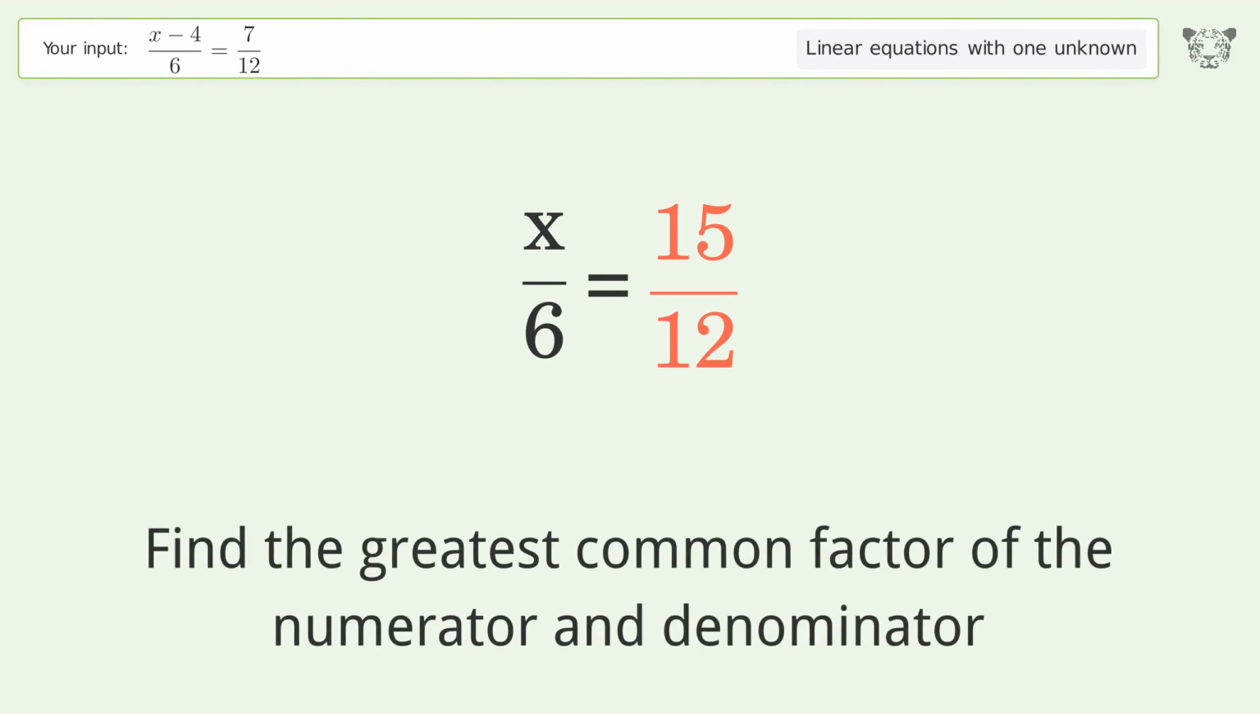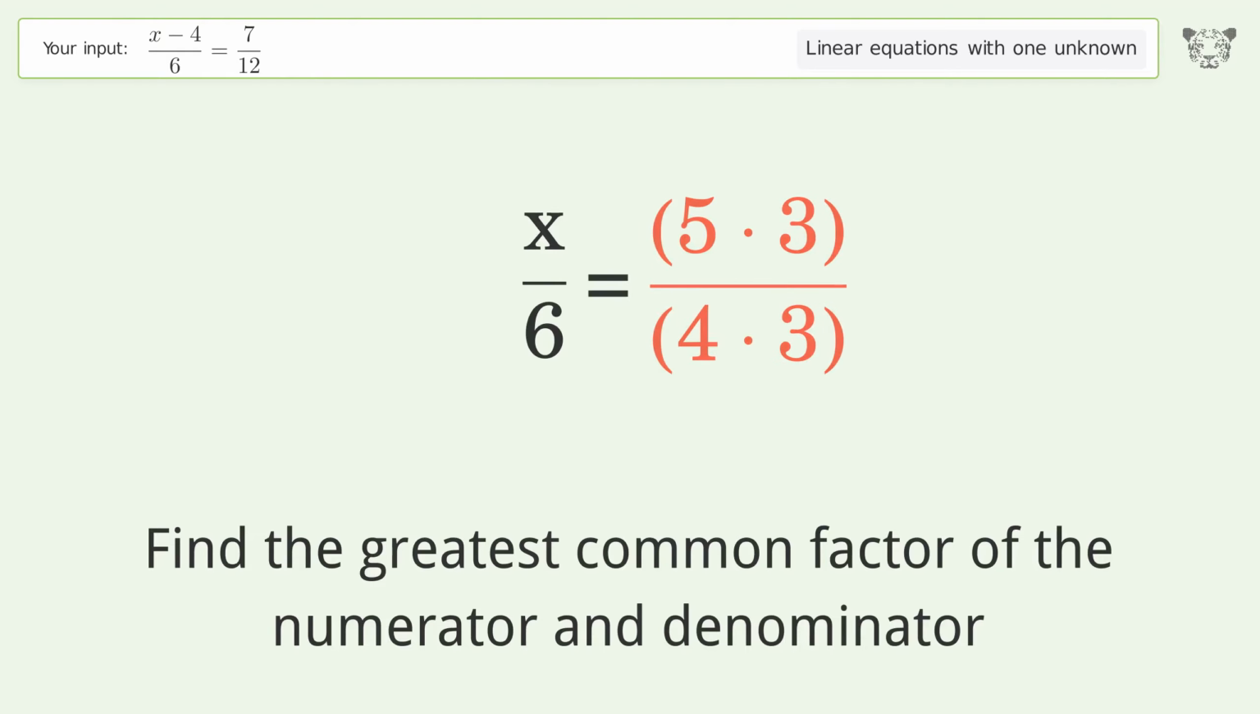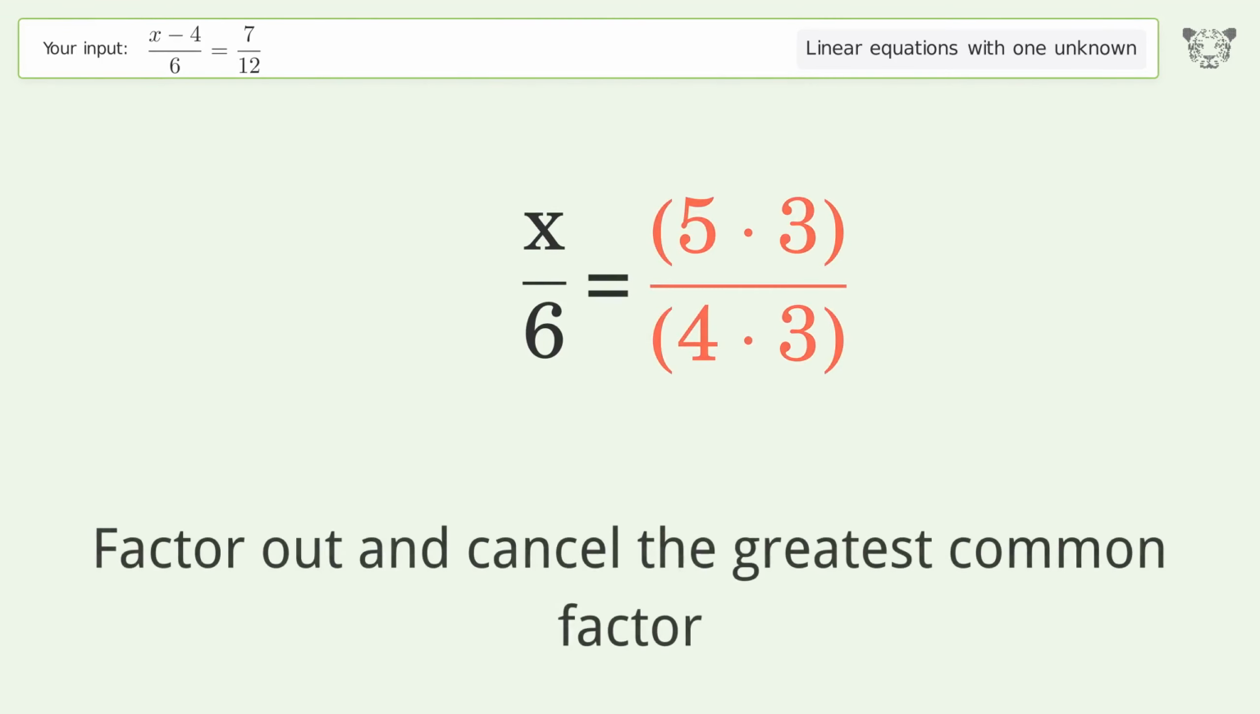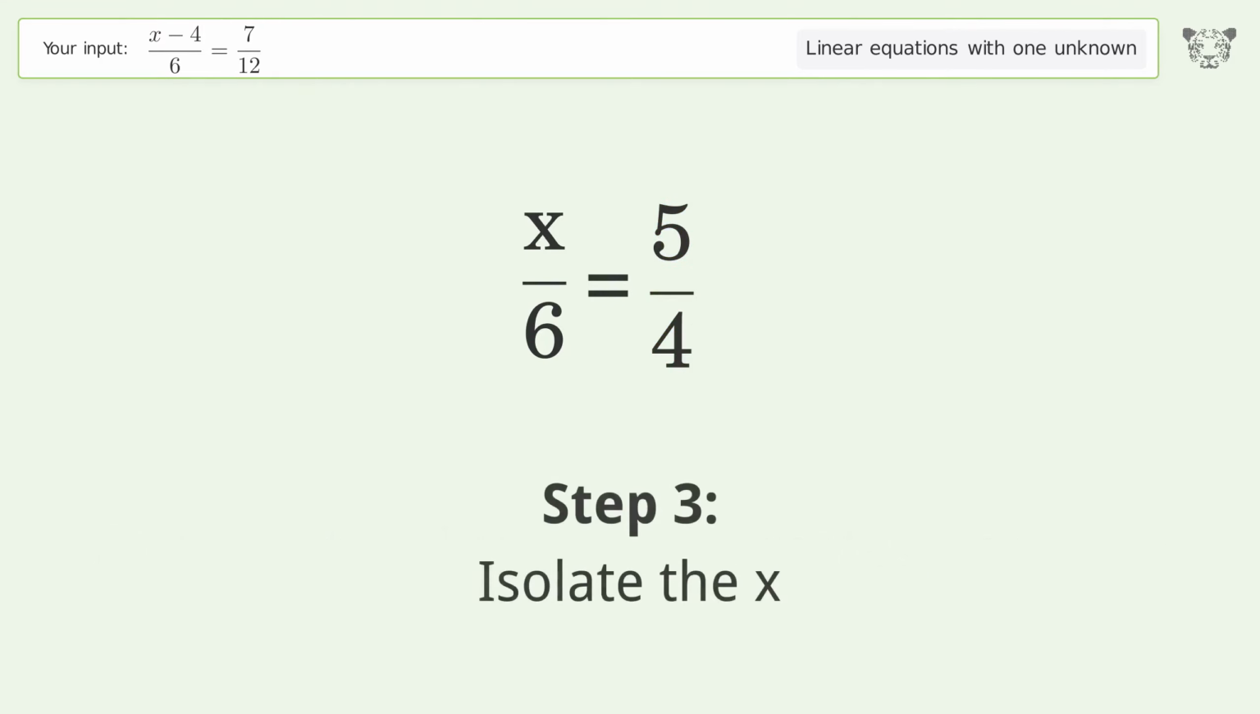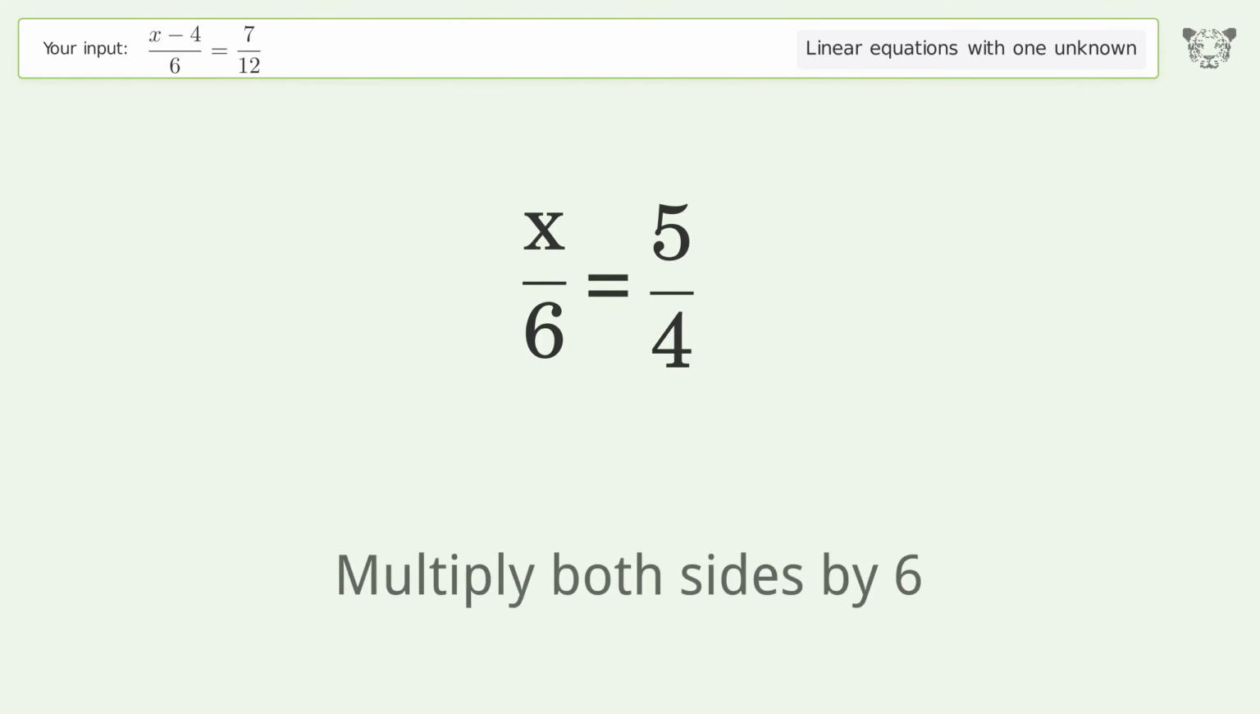Find the greatest common factor of the numerator and denominator. Factor out and cancel the greatest common factor. Isolate the x. Multiply both sides by 6.